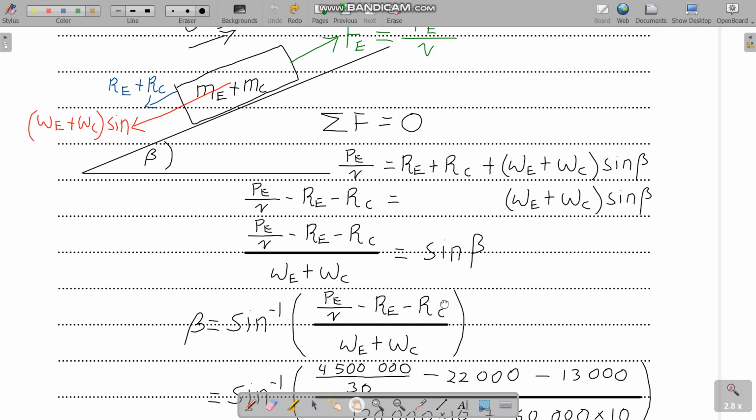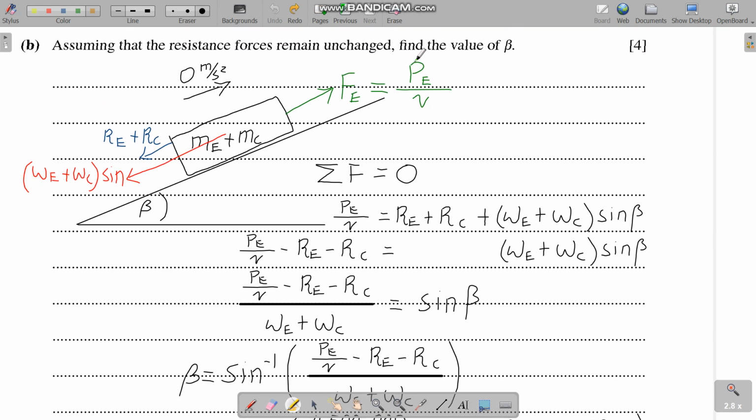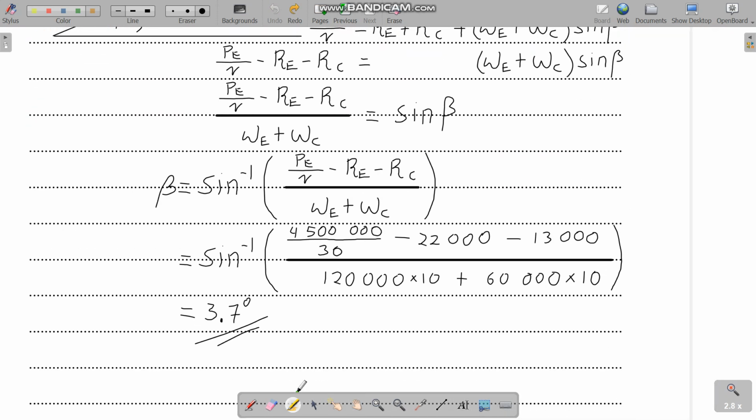So the force up the slope, which is the engine power over velocity, is equal to all the forces down the slope. So it's equal to the resistance on the engine, on the coach, and the total W sine. We are looking for beta, so just subtract this from both sides, divide both sides by the brackets, and we use inverse sine, and then we plug in the numbers.